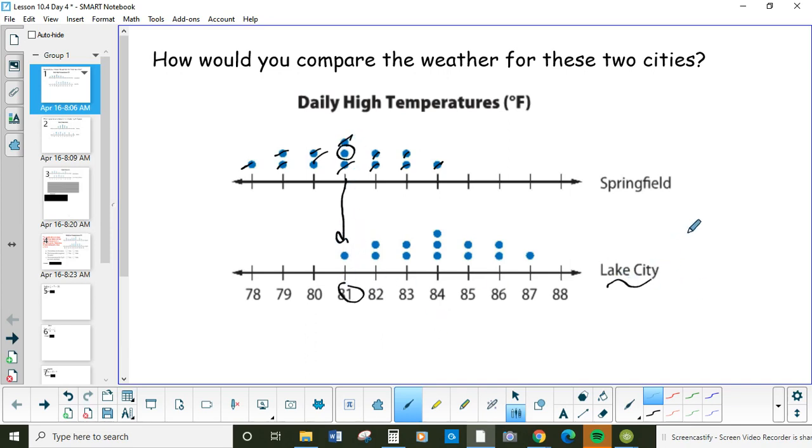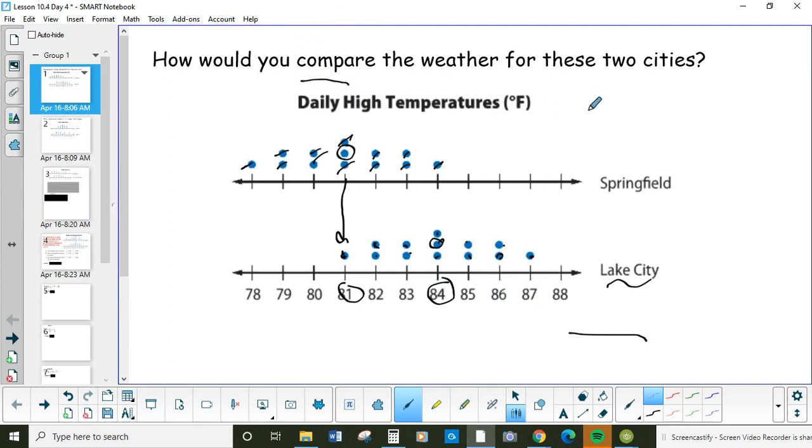How about for Lake City? The lowest it got for this time period was right here, 81. The highest, it went all the way up to 87. But the median, if I counted in 1 and 1, 1 and 1, and if I kept counting inward like this until I got to the middle, or if I wrote all those numbers out like I showed you a second ago and counted into the middle, you would see that the median would be at 84 degrees.